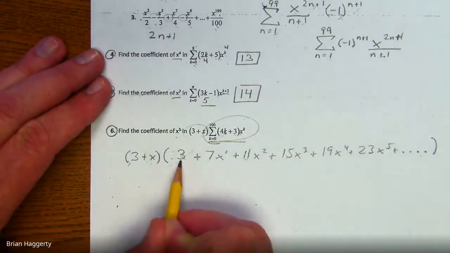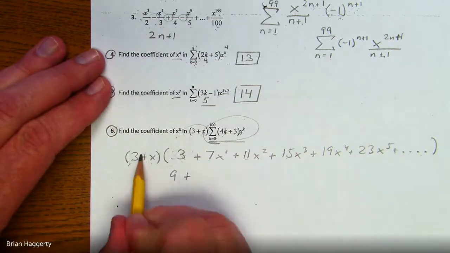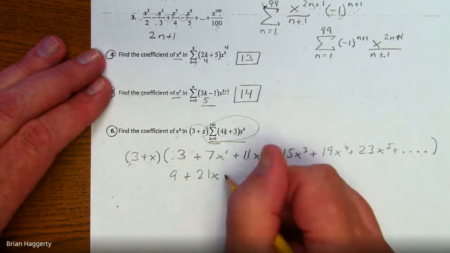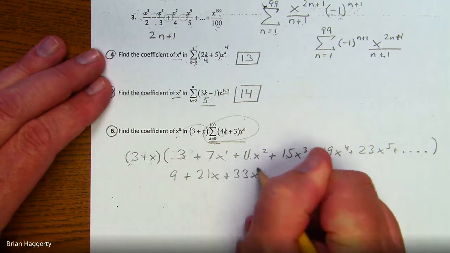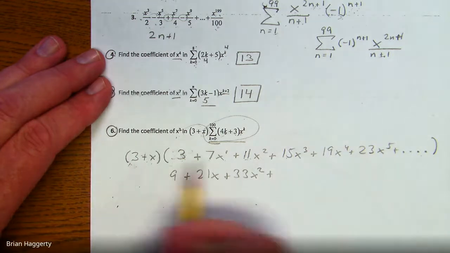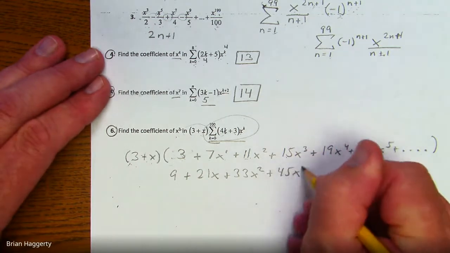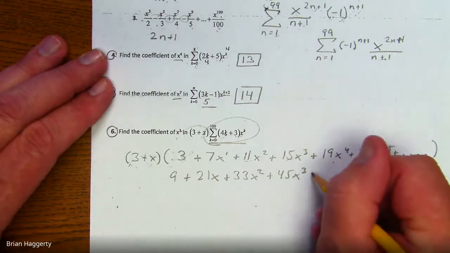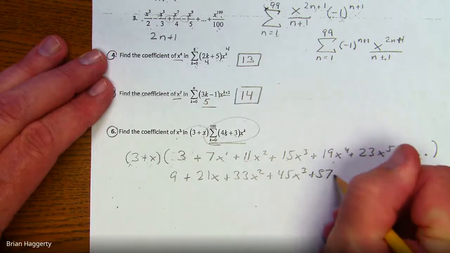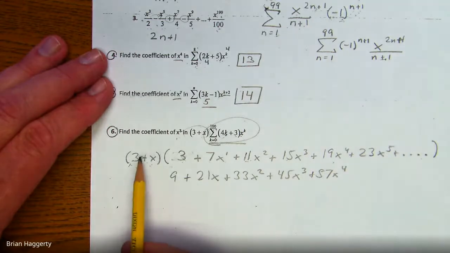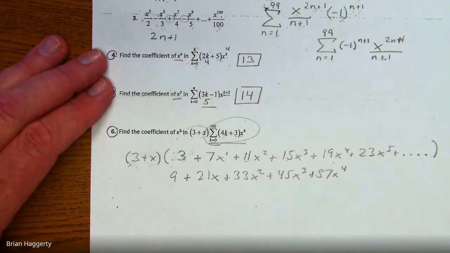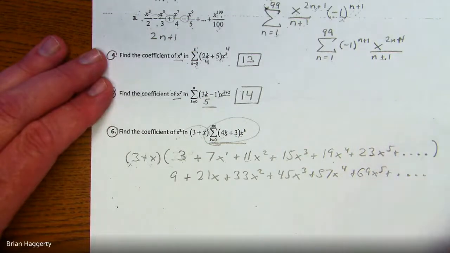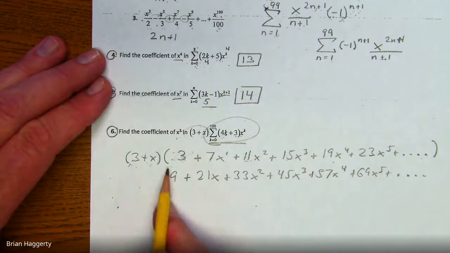So we're going to multiply 3 times 3 is 9. 3 times 7x, 21x. 3 times 11, 33, x squared. 3 times 15, 45, x to the 3rd. 3 times 19, I think that's 57, x to the 4th. 3 times 23, 69, x to the 5th, and so on. So that's 3 times everything.